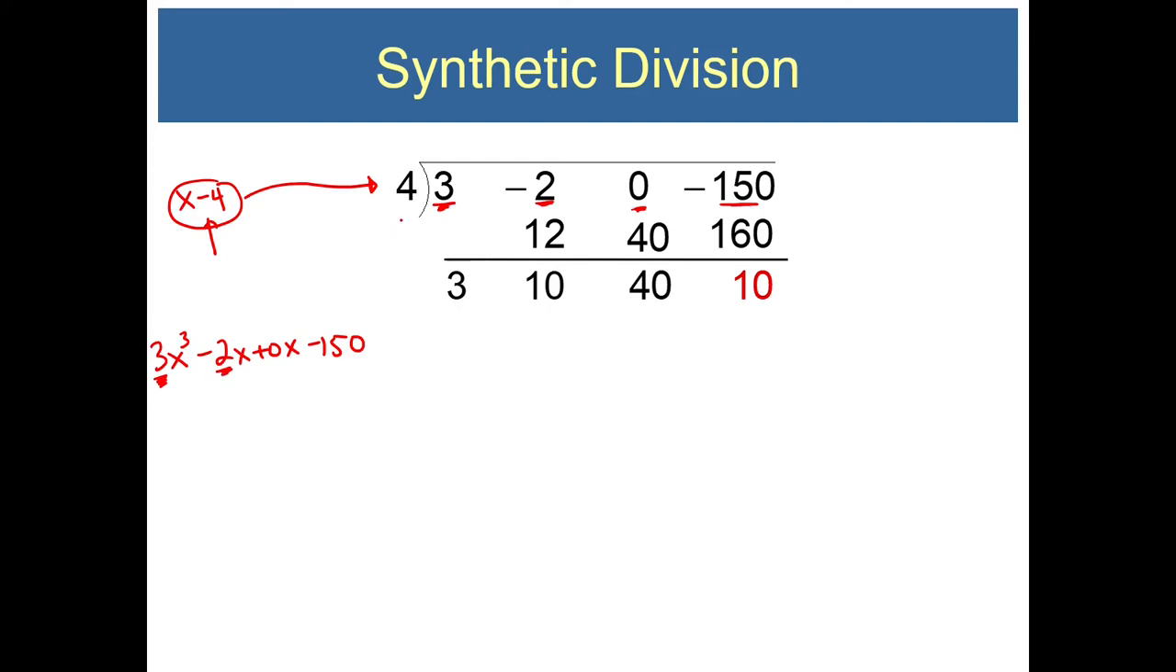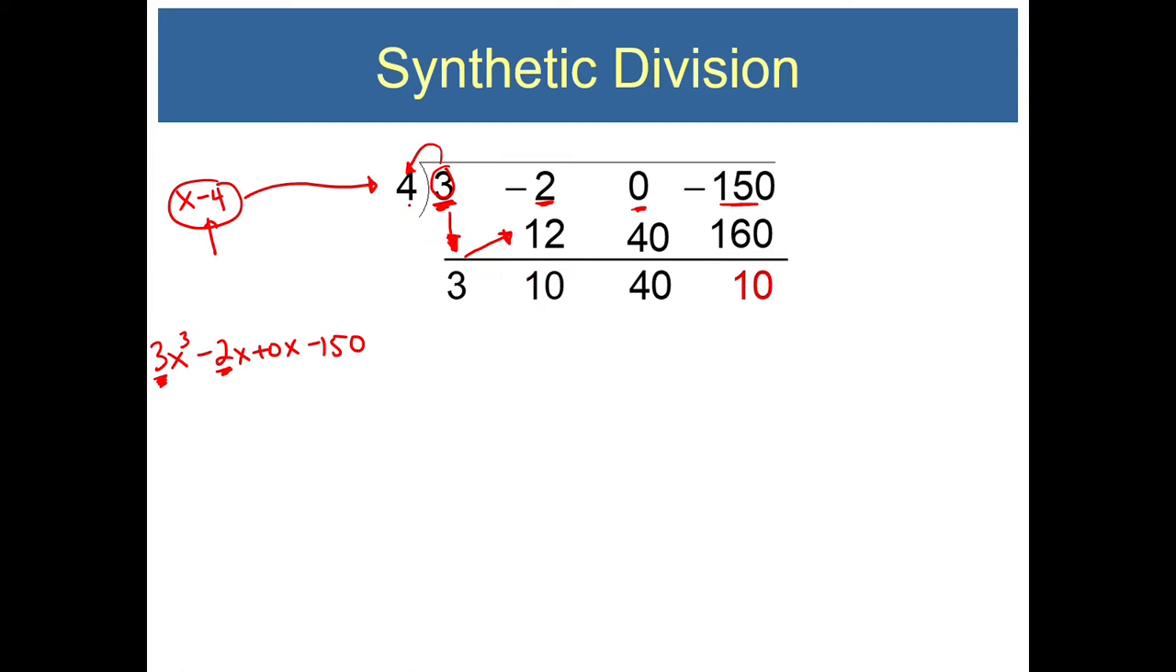Now, how the synthetic process works is the first thing we do with the 3 is we drop it. We bring it down. That's how we get the 3. Then we multiply the 3 times the 4. 3 times 4 gives us a 12. So I'm going to put the 12 here underneath the negative 2. So it's negative 2 plus 12 now, and we have negative 2 plus 12 gives me 10.